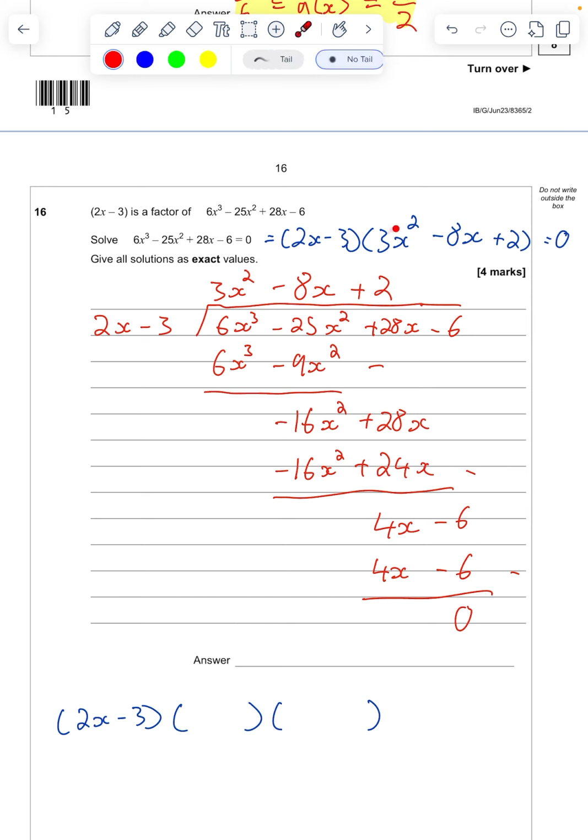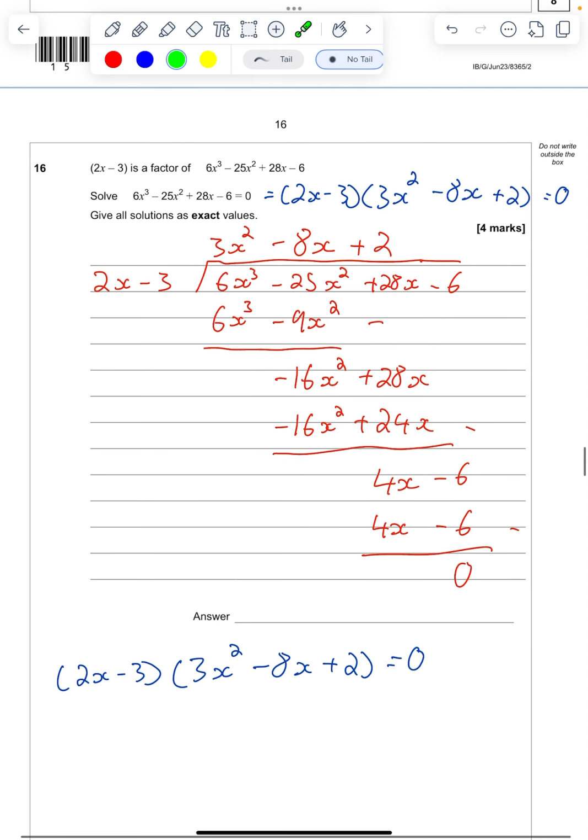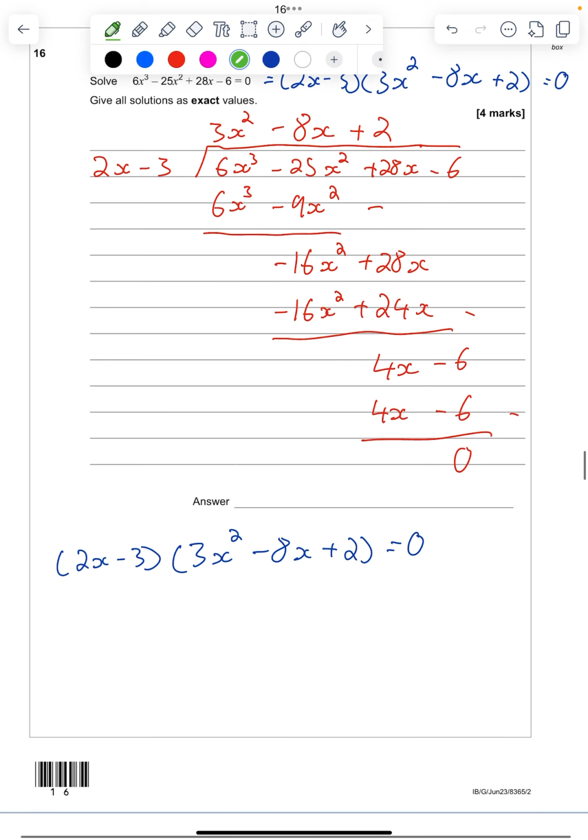Now, if the first part here is... let's write it out first. I'm just thinking because the question says exact values. This could be one hell of a question, actually. Minus 8x plus 2 is equal to 0. Now, because it says exact values, this won't factorize. We're going to have to use the quadratic formula here. So let's do that.